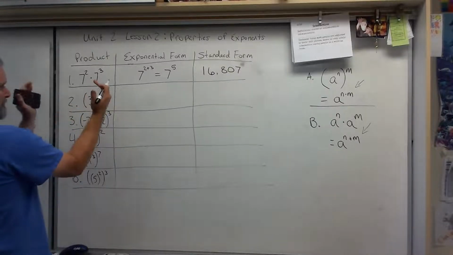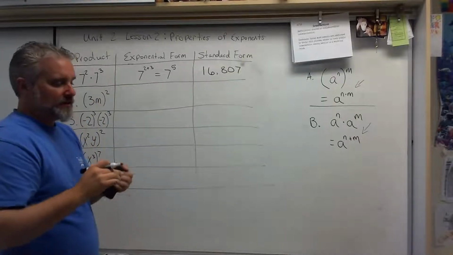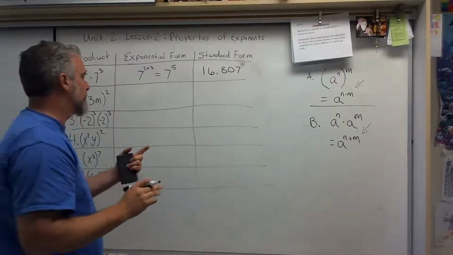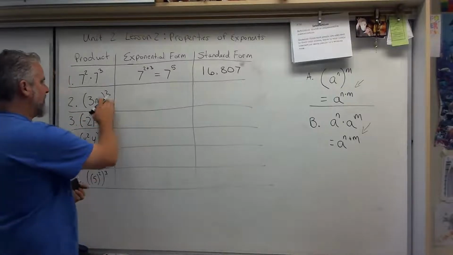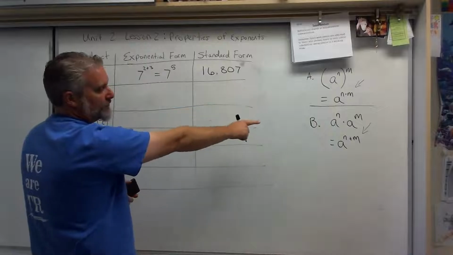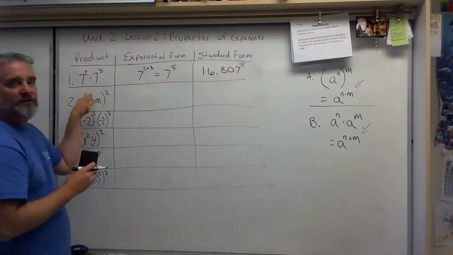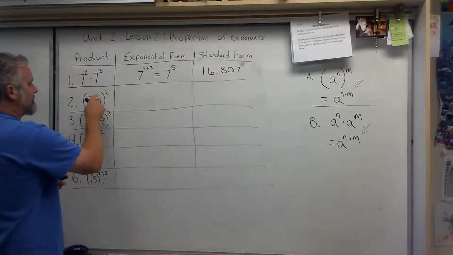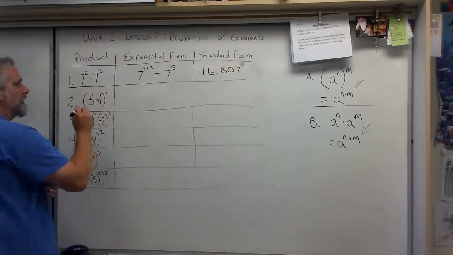Problem number 2. 3m in parentheses raised to the second power. Or you say the quantity of 3m raised to the second power. That way you know that the 3 and the m together are being raised to the second power. And now if I was trying to compare this with method A or method B, I might be a little bit confused since I don't see any exponents going on the inside. So remember, anytime there's nothing written for an exponent, it means it's a 1. So we can go ahead and mark 1 and 1 in here.